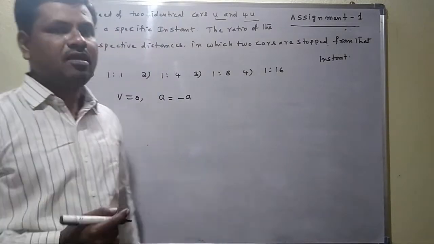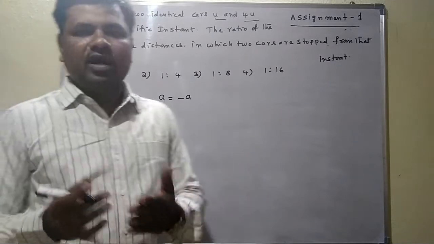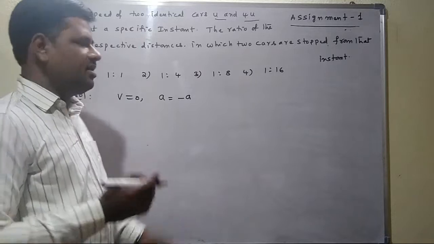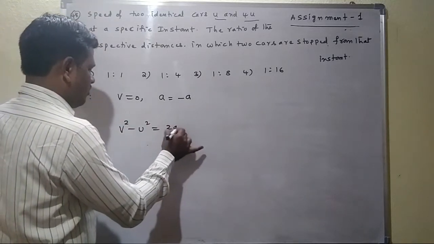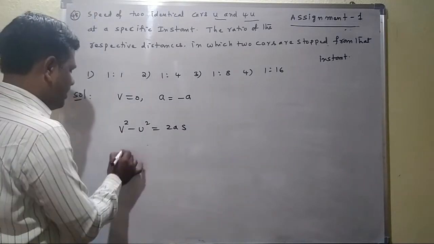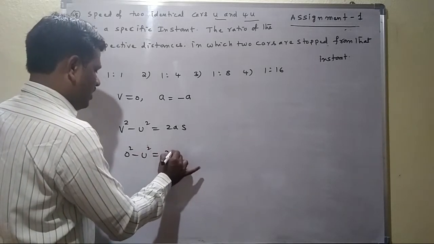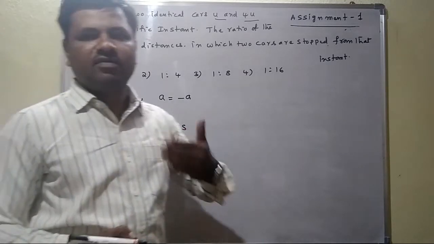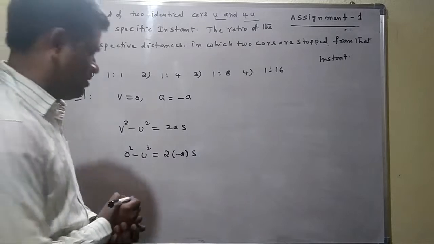So here we use the kinematic equation, the relation among V, U, and S, which we already know: V square minus U square is equal to 2aS. So V square is 0, so 0 square minus U square is equal to 2 times minus a times S. Why negative? Because velocity decreases, acceleration is negative. That is also called retardation.